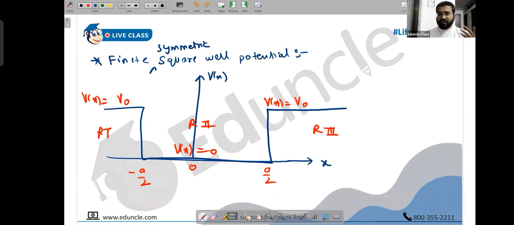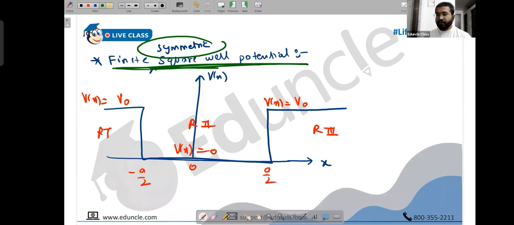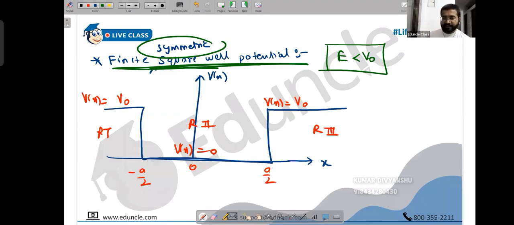I'm trying to make it as complicated as possible so that we can have a very general case. So first of all, I'm taking a finite square well potential. In finite also, I am purposely taking symmetric so that we learn more in this. And again, I will purposely take the case of E less than V0. Let's take this case. It is getting as complicated as possible. We're taking the case of E less than V0. Three important terms: finite, symmetric, and then E less than V0. These are the things given to you.